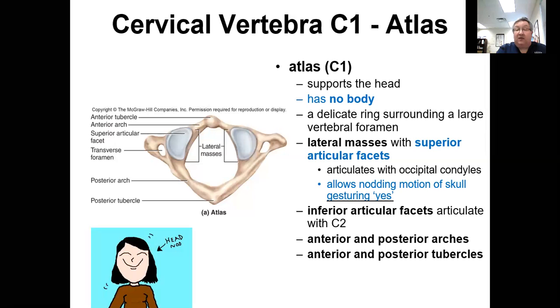The job of C1, again, is to hold the head of the body up, but something that I do want you to know, it allows the motion of the skull in the gesture of yes. So it allows a cervical flexion. All right. C1 allows for cervical flexion. Again, that can be a question that I can ask on my quizzes.